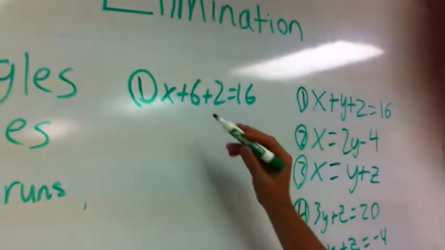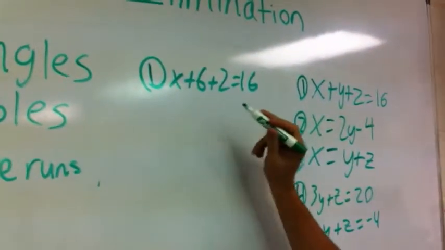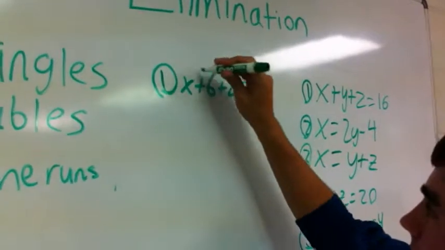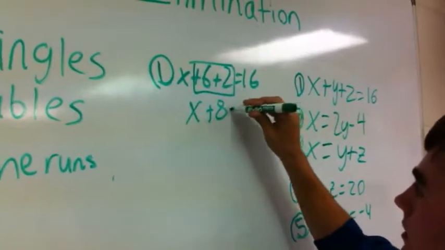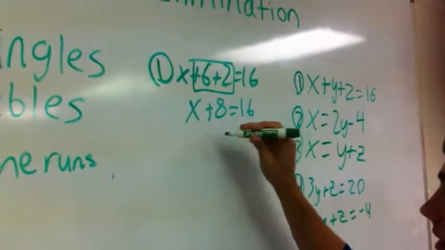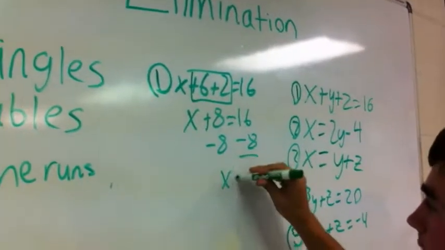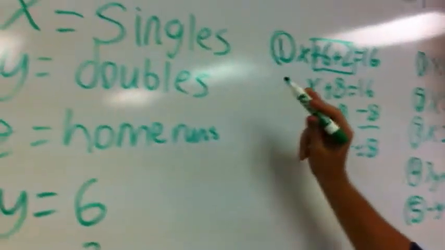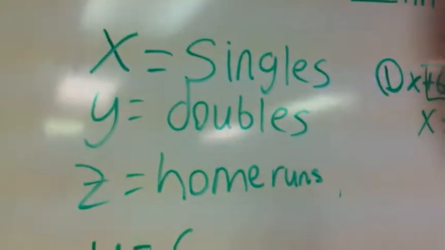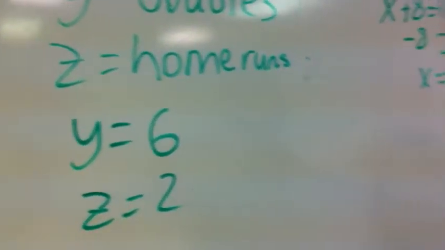Alright, to find our last variable x, we plugged both of these in for y and z in our first equation, so x plus 6 plus 2 equals 16, and since these are like terms, we can go x plus 8 equals 16, and then subtract 8 from this side, and then x equals 8. So, since x equals 8, we had 8 singles, we had 6 doubles, and we had 2 home runs in our game.